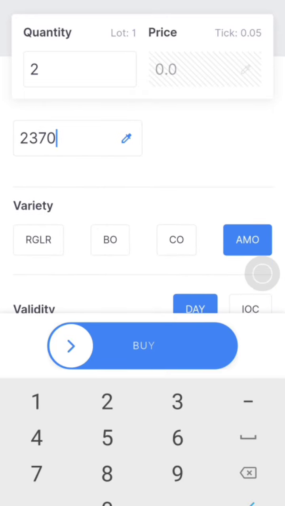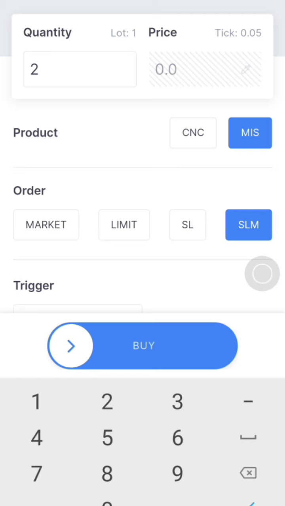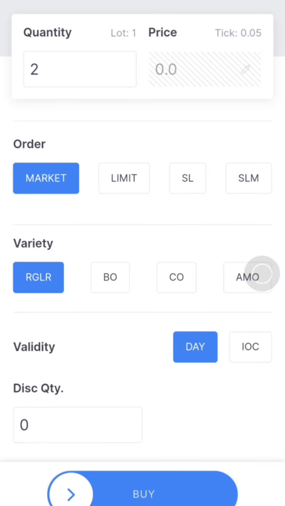Then we can go for variety. What are the varieties? We can see what we used to do. All we used to do is for regular. Then these are the regular variety we did. Then there is something called BO.